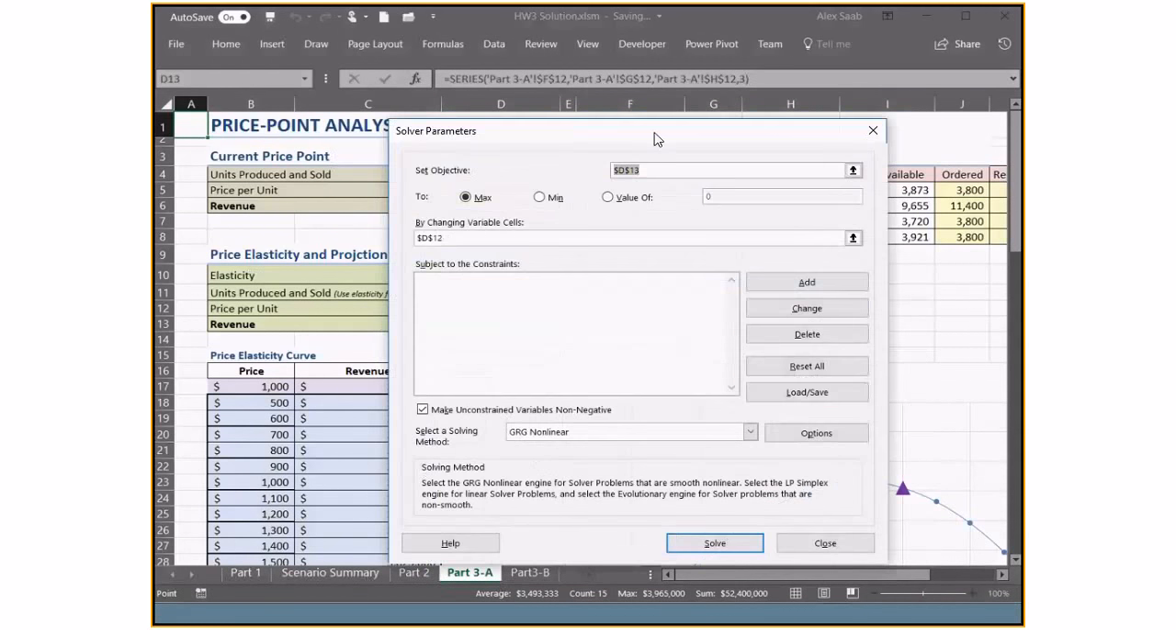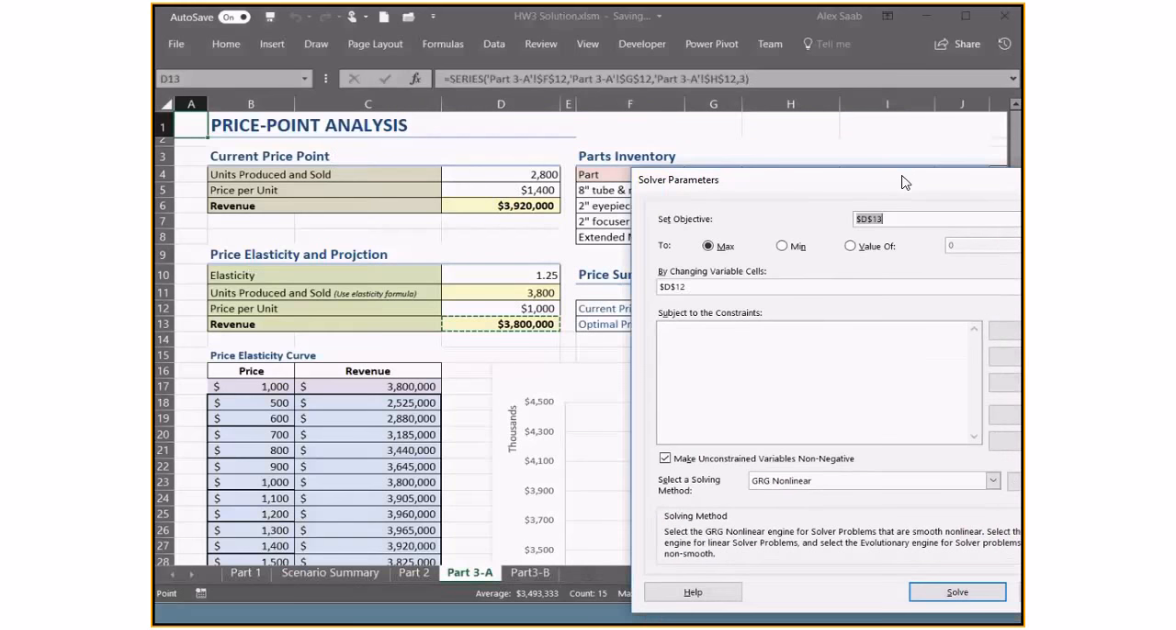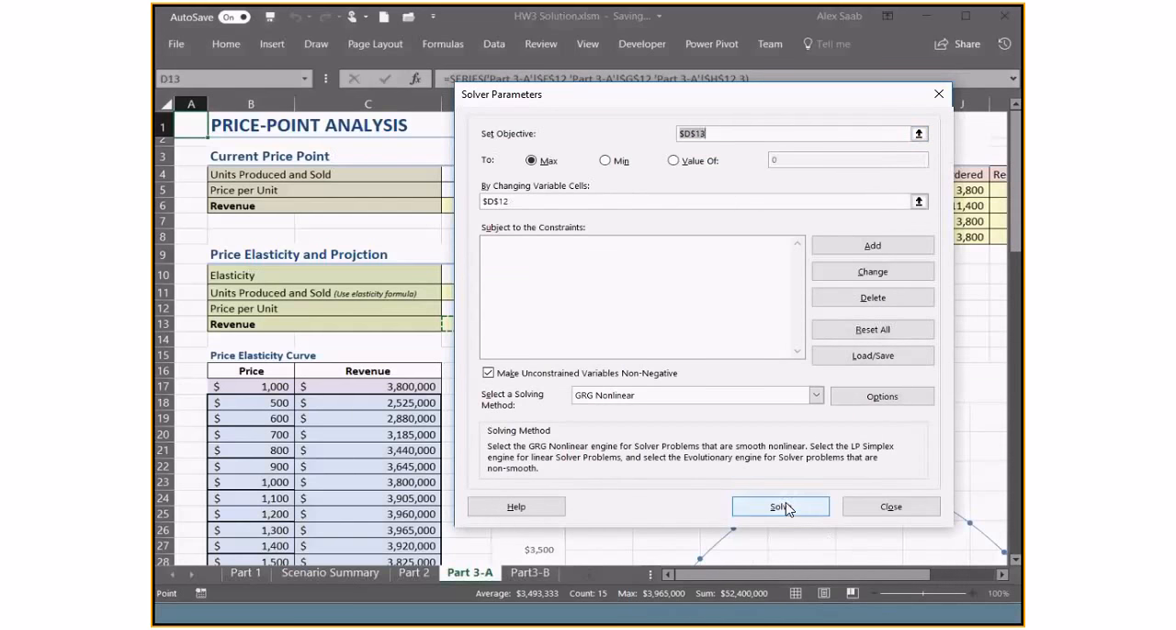I need to maximize D13 by changing the price, because this revenue is unit price times quantity. And also quantity changes by price. So I have one entry point that will change, the units sold will change the revenue. So we'll maximize D13 by changing D12.